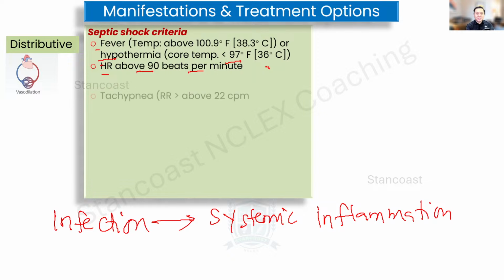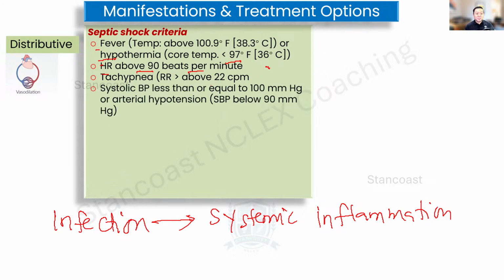Now, another is tachypnea, an elevation of the respiratory rate above 22 cycles per minute, which is an indication that the patient might have sepsis as well. What else? Systolic blood pressure less than or equal to 100 mmHg, or let's say arterial hypotension. Systolic blood pressure less than 90 can also be a criterion for diagnosing sepsis. What else? Yeah, it's getting more and more. When I was still at the bedside dealing with patients, we had just 10 criteria.